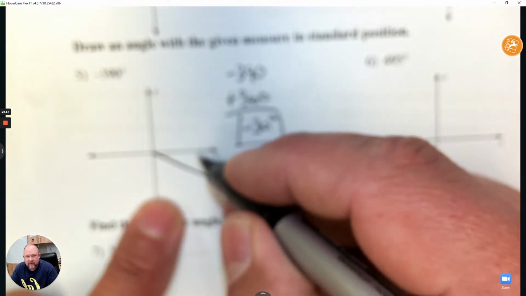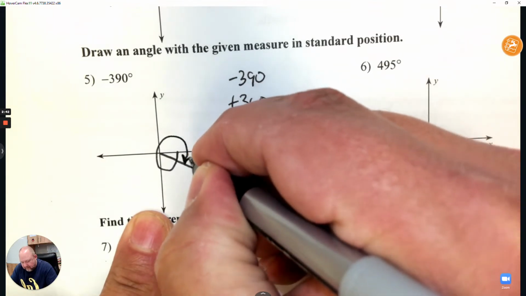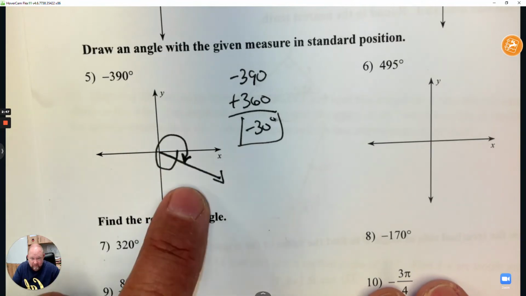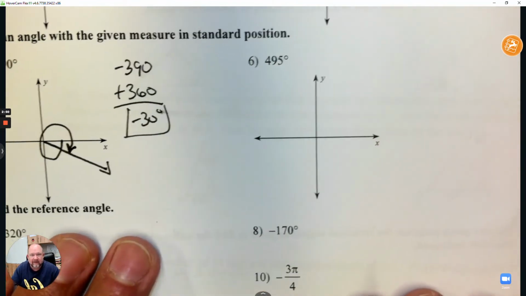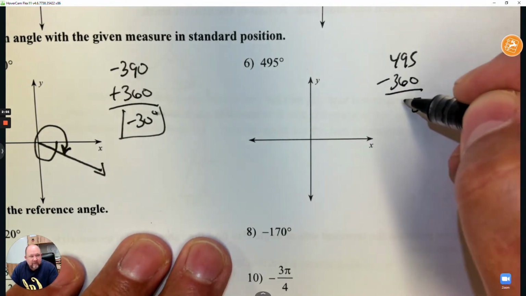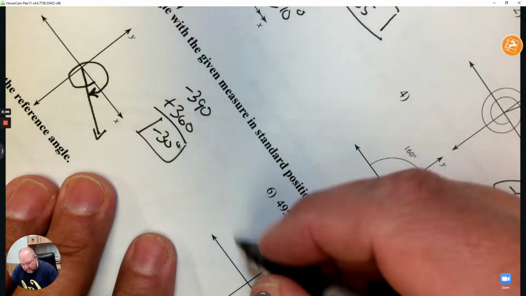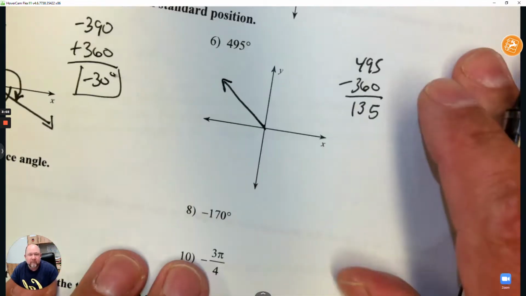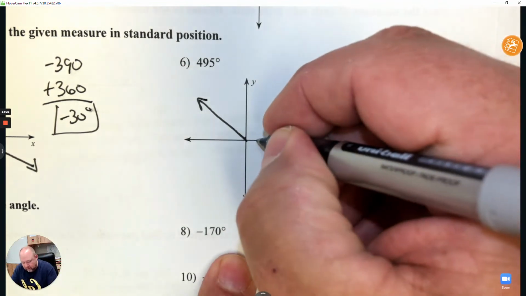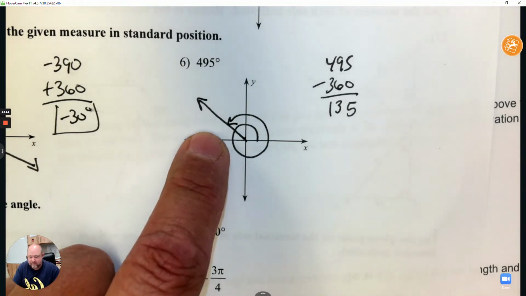So again, you count 30 degrees clockwise. We're in quadrant number 4. And then when you measure it, that's where you end. And make sure you go in a counterclockwise direction. 495. Again, I'm going to subtract 360 to see what's coterminal. 135. So I find angle 135, which is in the middle of quadrant number 2. I'm going to go counterclockwise. I'm going to show 1 rotation, and then that's where I end. And that's the angle 495.